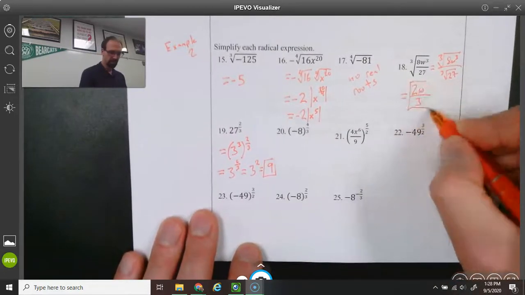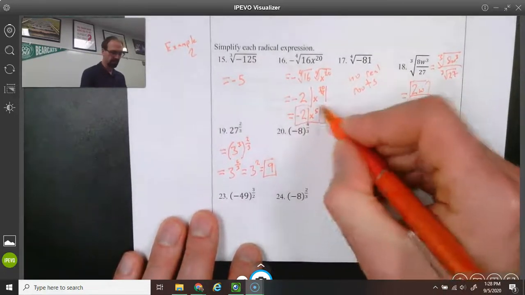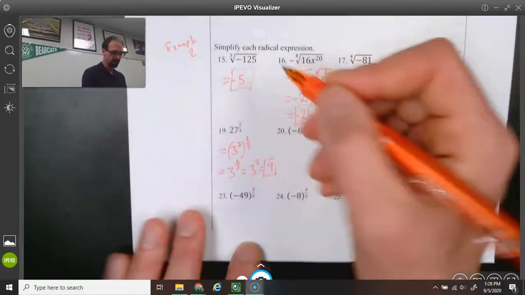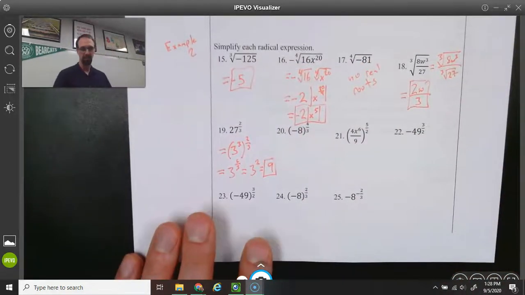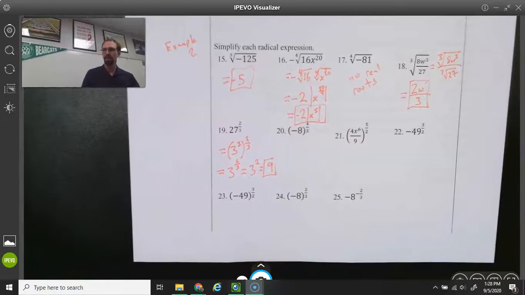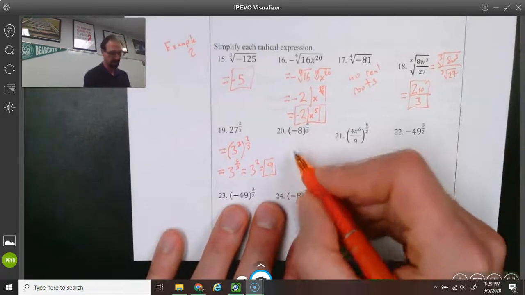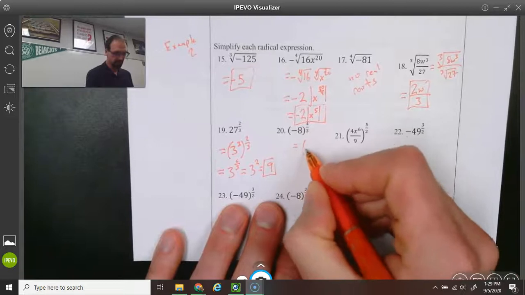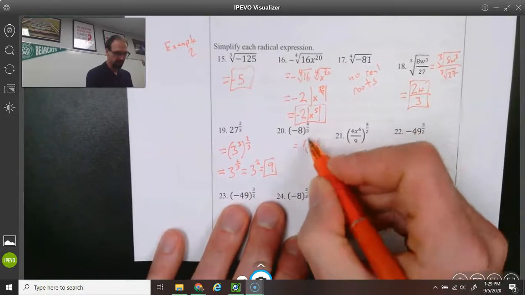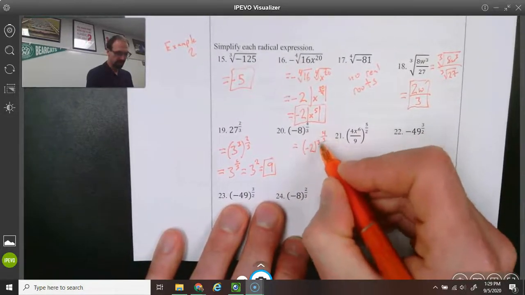Just realized I haven't been boxing my answers on these. I apologize. Now we're getting into steps that are lengthy and more involved. For the next one, 20, I have negative 8 to the 4/3 power. I could rewrite negative 8 as negative 2 cubed. I'm going to go ahead and do that. So this is the same as negative 2 quantity cubed. And then all of that is raised to the 4/3 power.